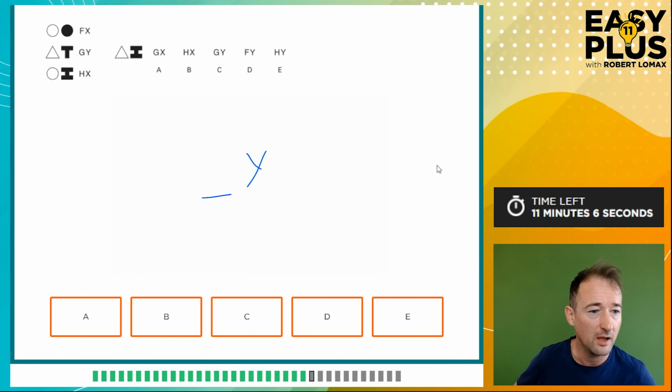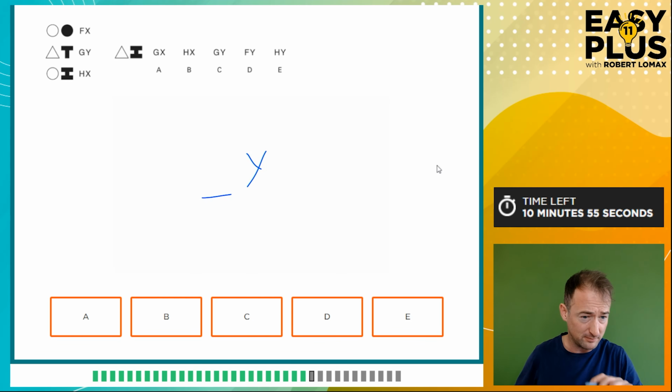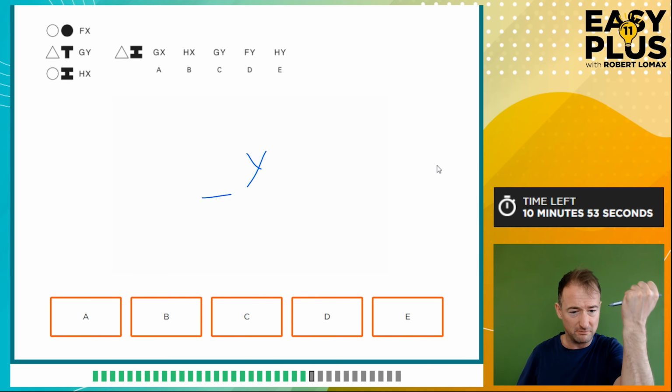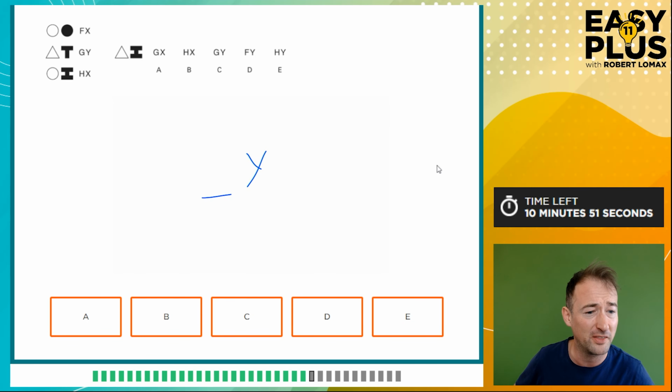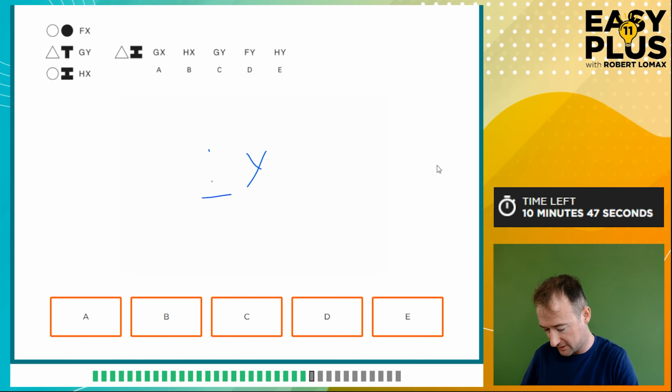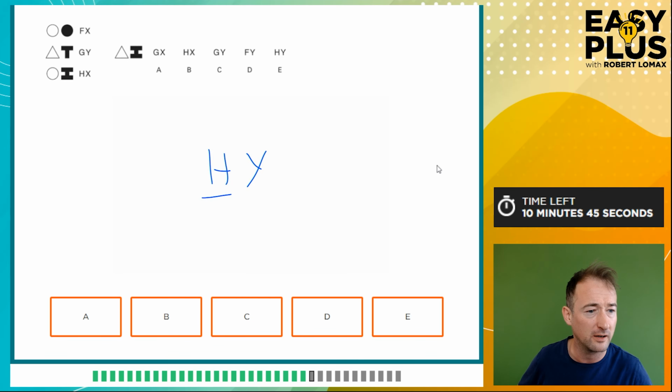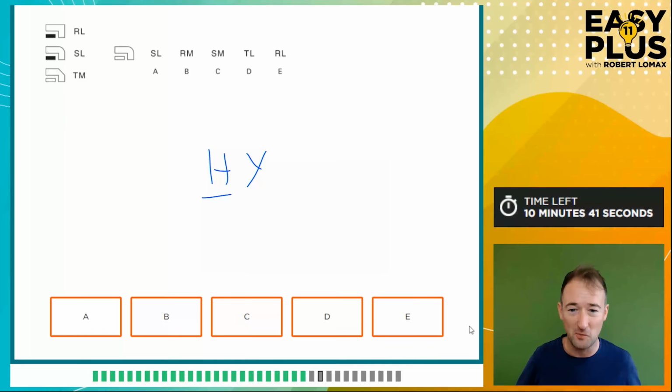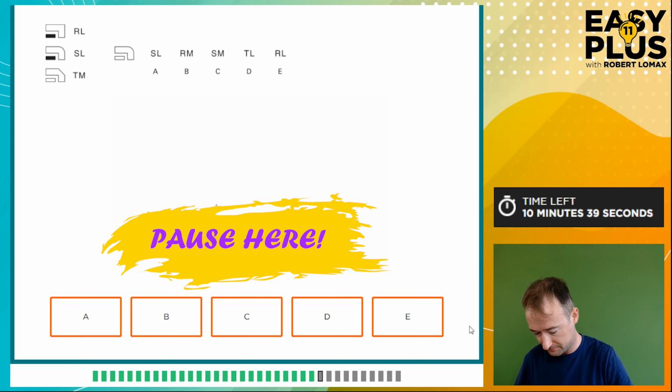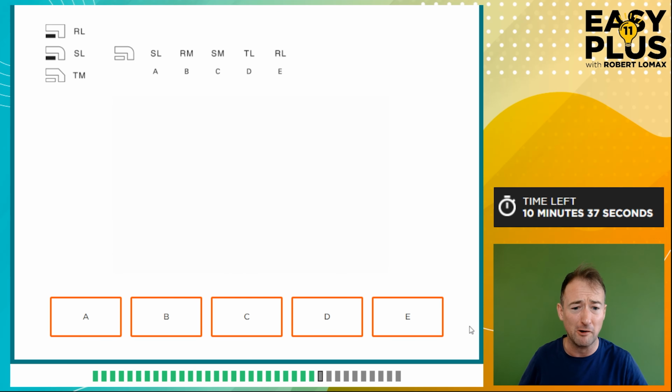Okay, so the first letter, FGH, they're all different. I reckon they refer to the second shape. So we've got the sideways H, or the weightlifting weight. That's going to match H as the first letter. H, Y. Do we have that option? We do, it's E. Hope it's right. Onwards.